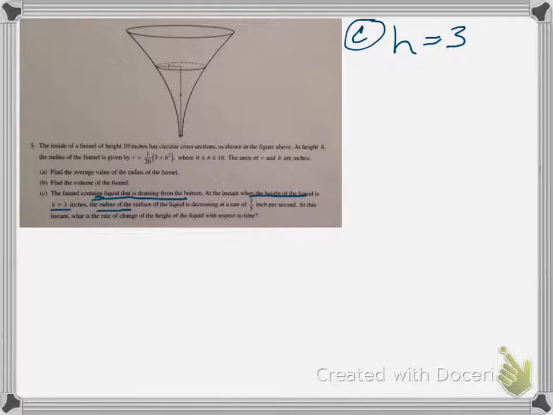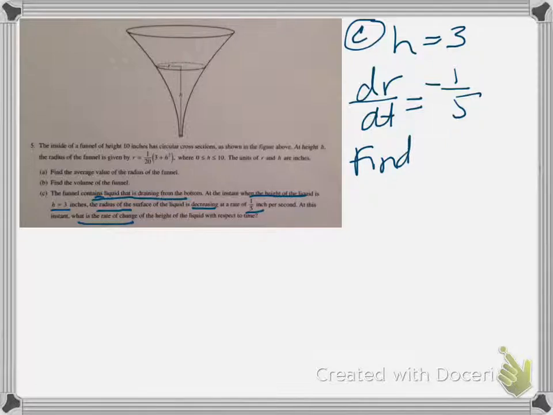The radius is decreasing, so that's going to be dr over dt. I hope you're recognizing this as a related rates problem. It's decreasing, so it's going to be negative, at a rate of 1/5. So negative 1/5. What is the rate of change? That's our find of the height. So find dh over dt. And how do I know I'm using dt? Because it says with respect to time.